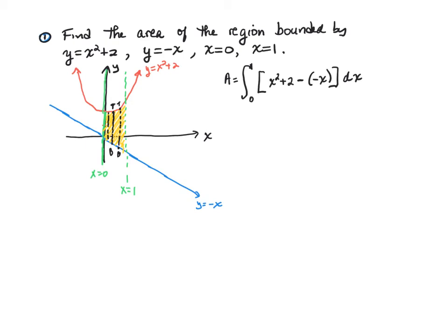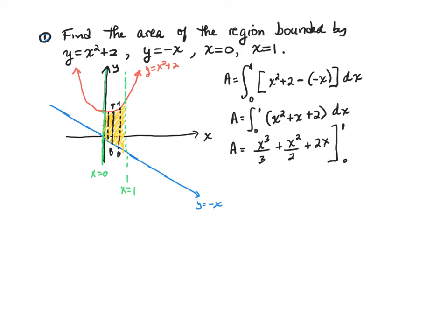So let's integrate this. The first thing we should do is use algebra and combine. So we get x squared plus x plus 2. And don't forget to use your parentheses. And this is pretty easy to integrate. It's the power rule. So we add 1 to the exponent and divide by that exponent. X cubed over 3, x squared over 2, and 2x.